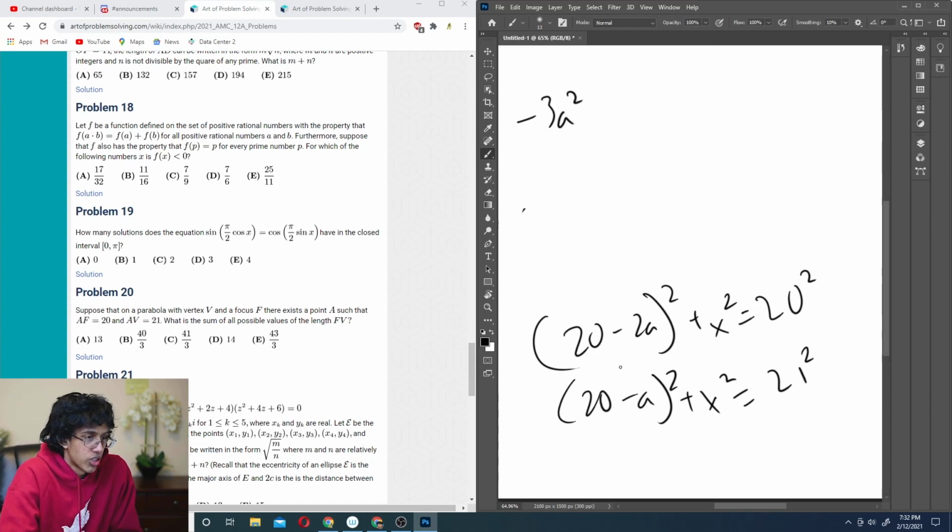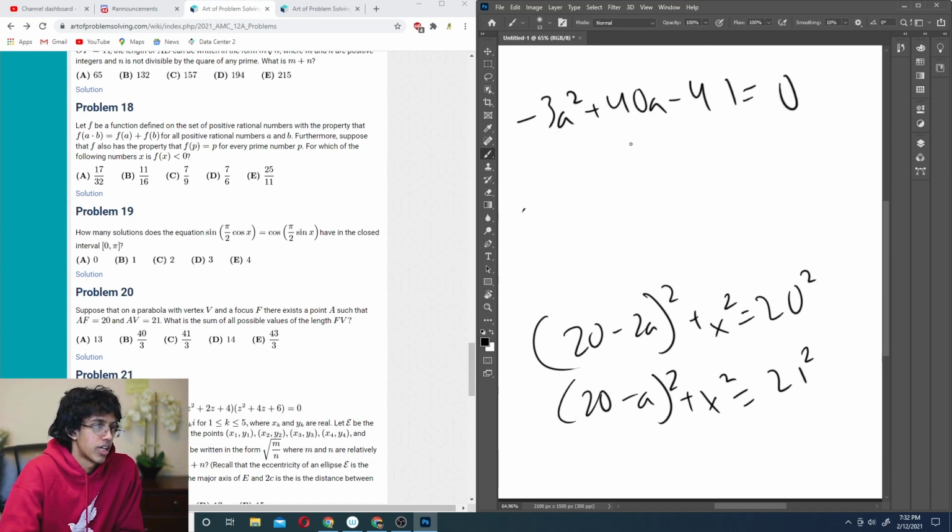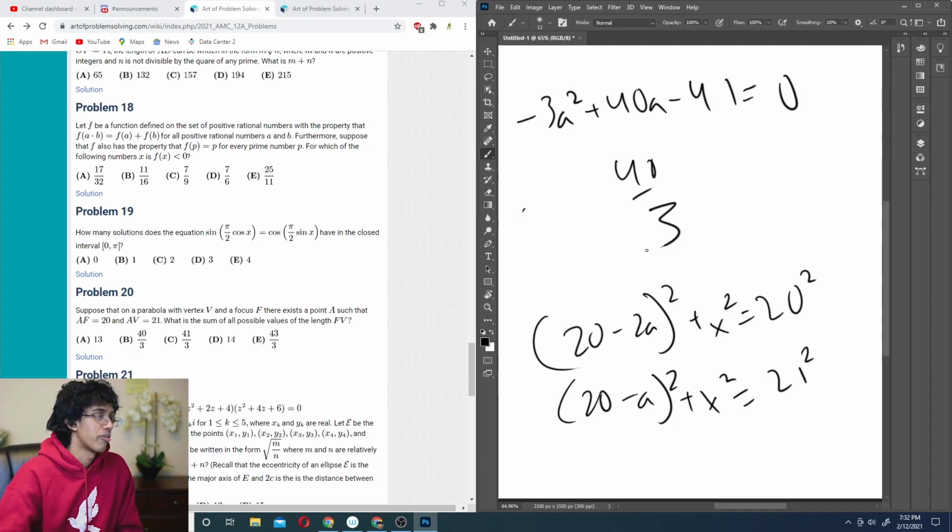So this is minus 40, that's minus 80, so that will be plus 40a. I mean, literally we're done here, right? Because then this just becomes minus 41, right? So yeah, minus 41 is equal to 0. And then the sum of the roots is just negative b over a, which is 40 over 3. Nice. Oh, wait, sum? Yeah, the sum is 40 over 3.